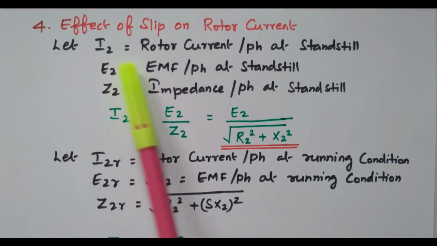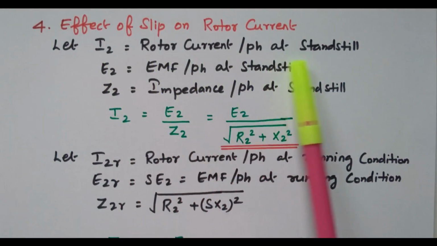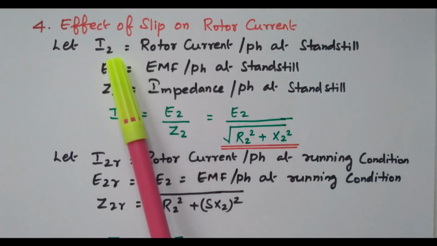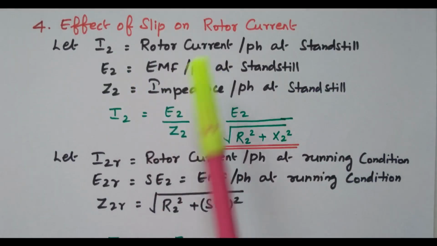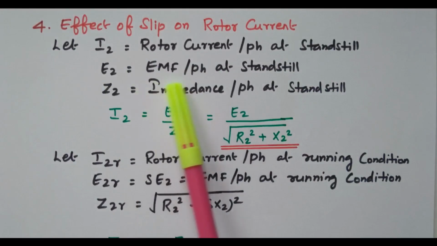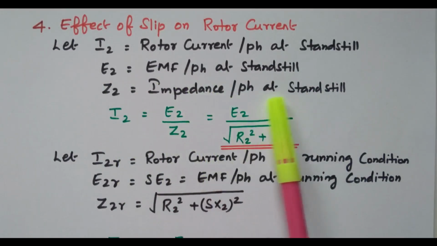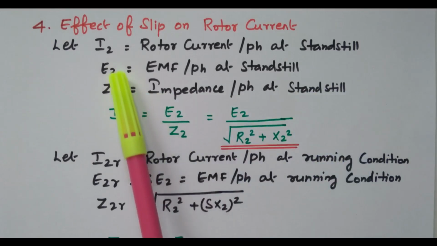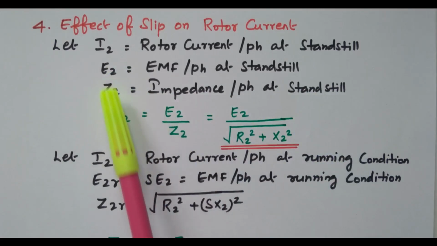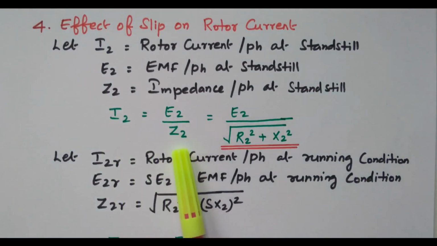Let us take I2 as the rotor current per phase at standstill. I1 refers to the stator current, and I2 means the rotor current. E2 is the EMF per phase at standstill, and Z2 is the impedance per phase at standstill. We already discussed E2 and Z2, so we go for I2. I2 is E2 divided by Z2, so E2 divided by the square root of R2 square plus X2 square. This is for the standstill condition.